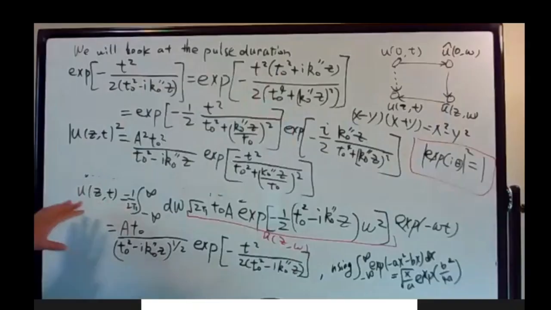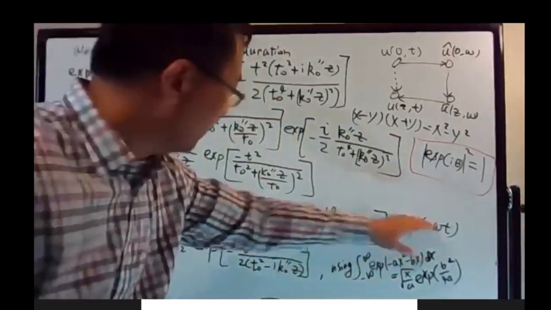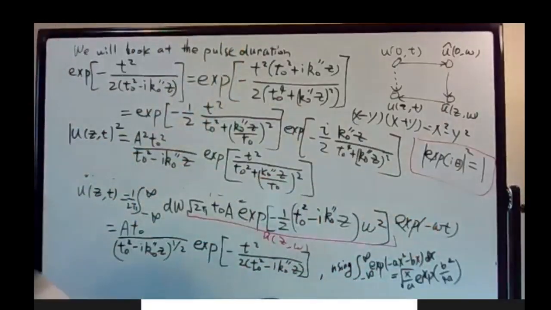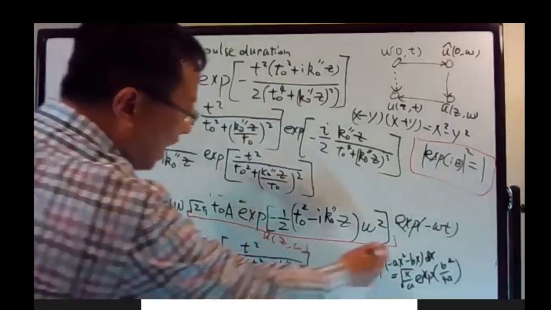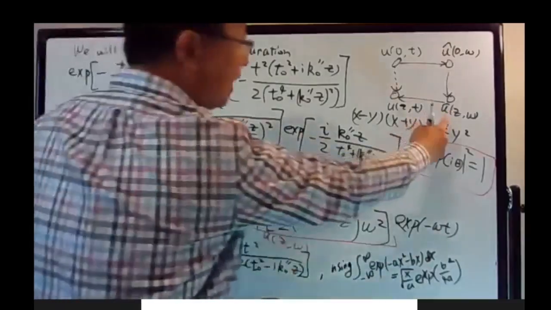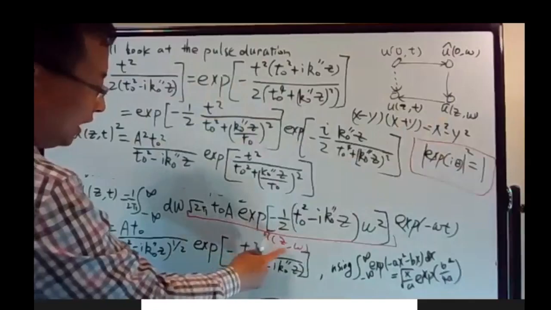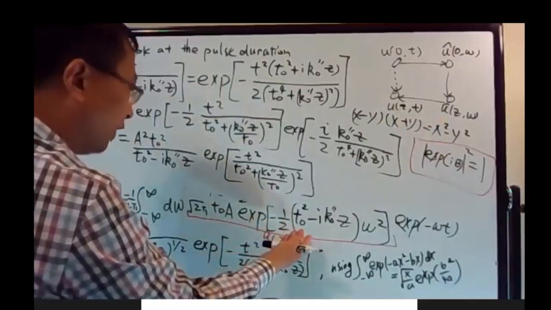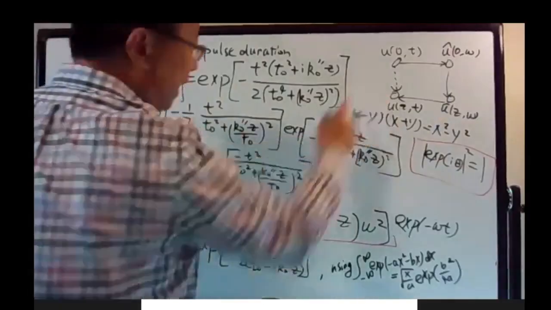So we still have the notes from the last class. This is the step where we take the inverse Fourier transform. Remember that this U(z,t) is this piece, and U(z,ω) is this piece. So this is U hat(z,ω). We take an inverse Fourier transform so we can get U(z,t) to get this step.